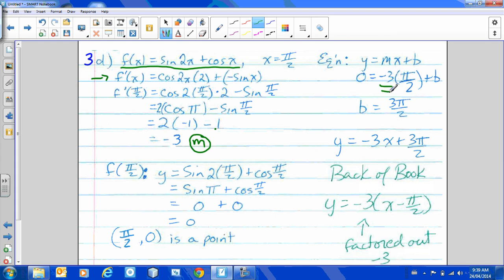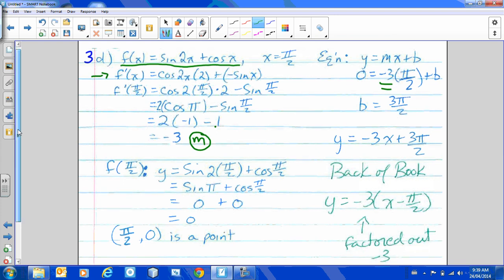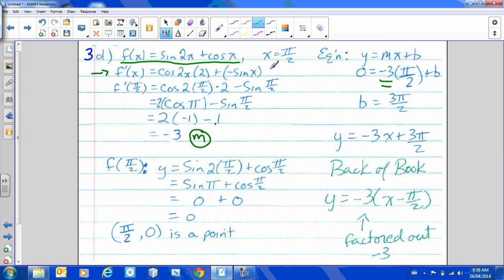I do need an x and a y value as well. I have the x, of course, given to me. The y value will be from the original function. Plug in the pi over 2 and solve it down. Sine of pi is 0, cos of pi over 2 is 0. So pi over 2 is my x value, 0. Together they make a point on the graph. And so I can now plug those in and solve for b. I get 3 pi over 2.